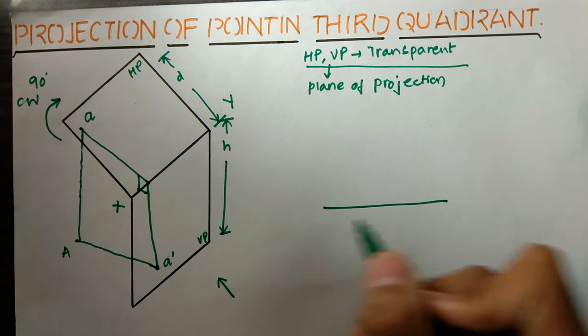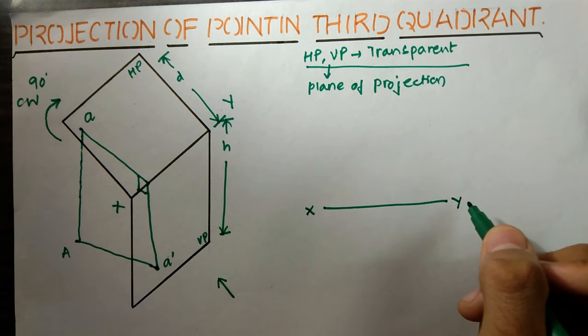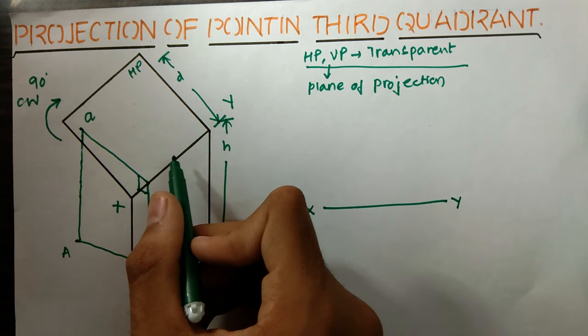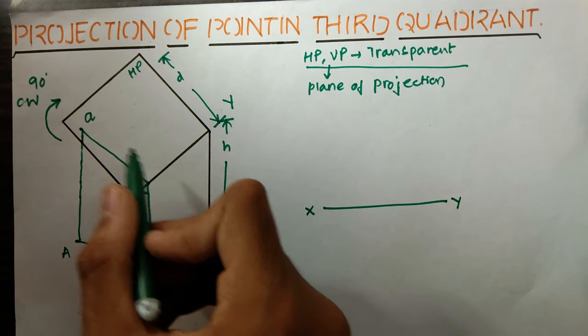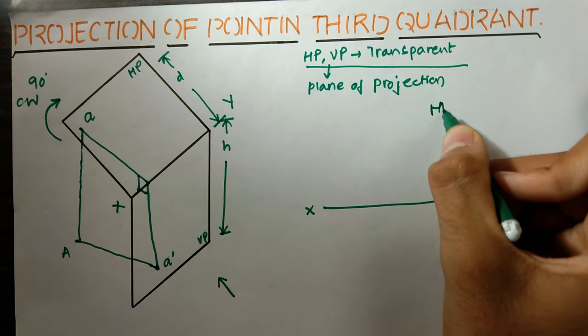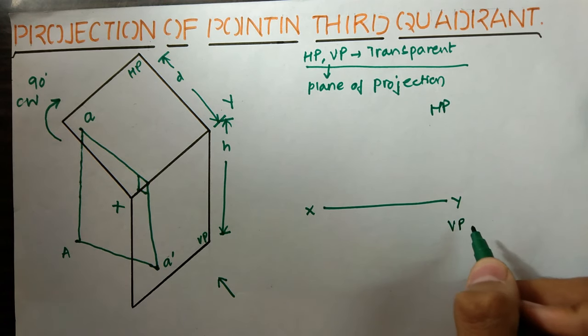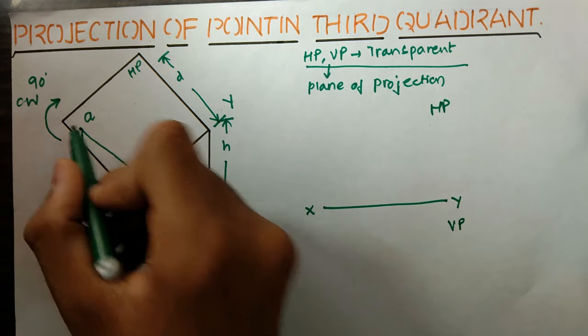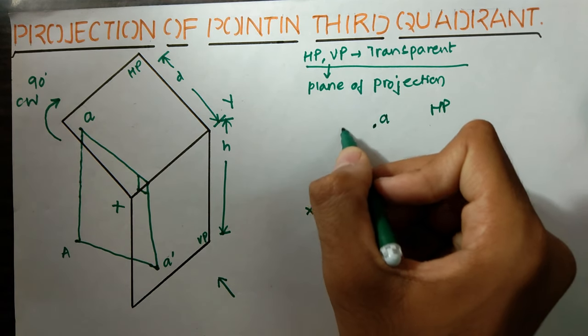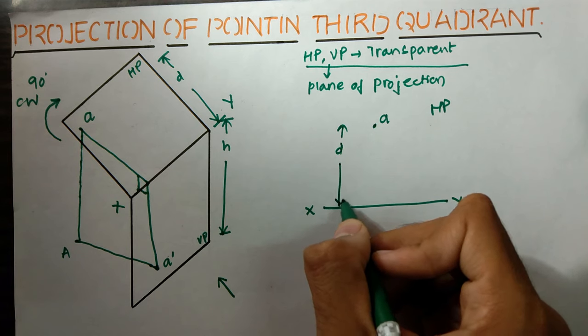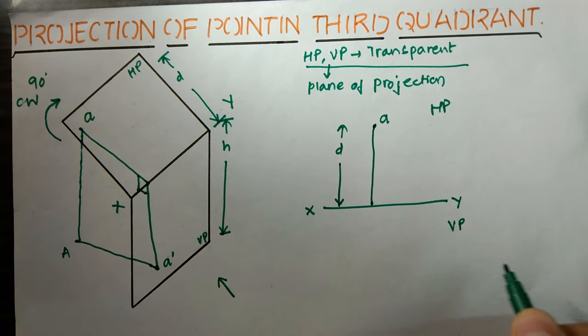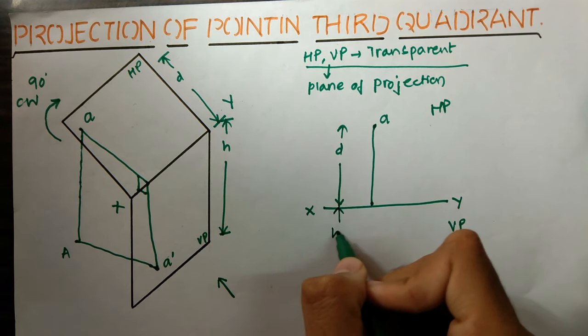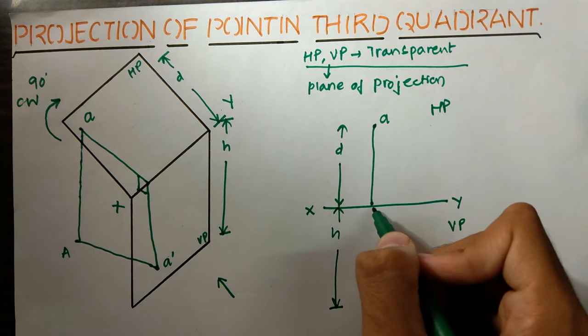We have to initiate the orthographic view by drawing the reference line xy. We know from the pictorial representation that the horizontal plane lies above the reference line and the vertical plane lies below the reference line. We have to locate this point A which lies at a distance d from the reference line, and we have to draw the projector. Moreover, we have to locate this point A dash in the vertical plane which lies at a distance of h from the reference line, and join it.